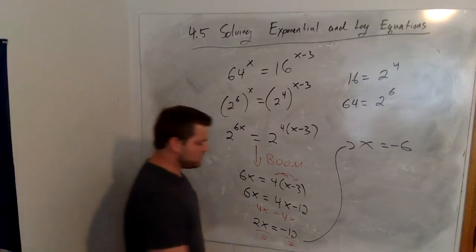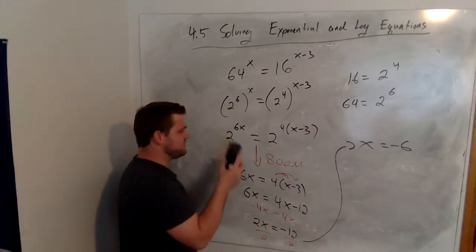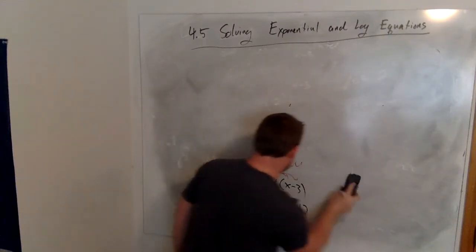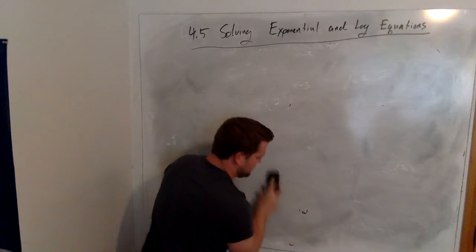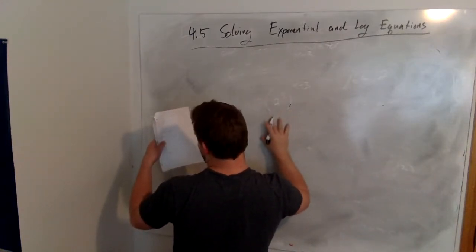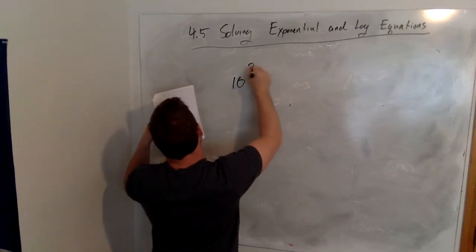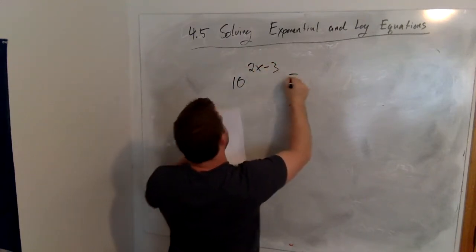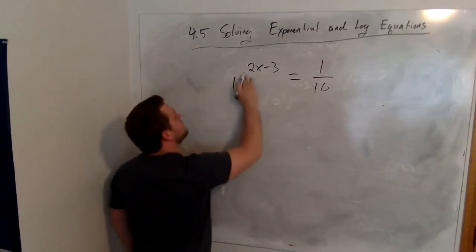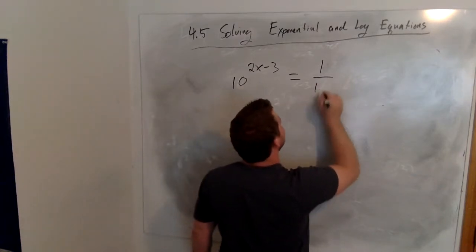Okay, so this was great. This was the drop the base method. We can solve these types of exponential equations. Maybe there's another one we can do here. Okay, maybe one more. Let's say we want to solve 10 to the 2x minus 3 is equal to 1/10. Maybe go ahead and pause the video and see if you can solve this using the drop the base method.